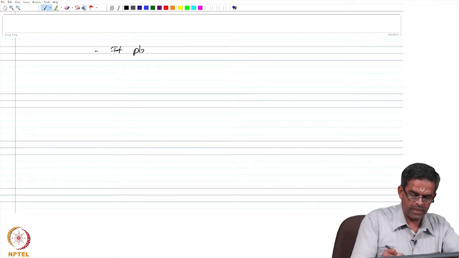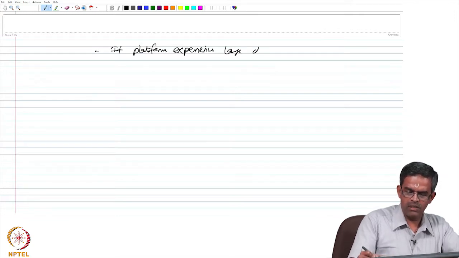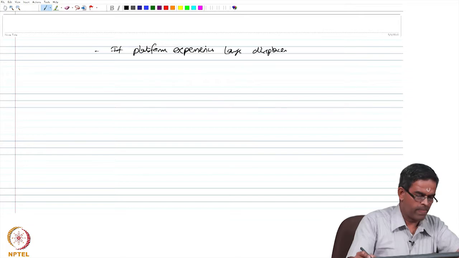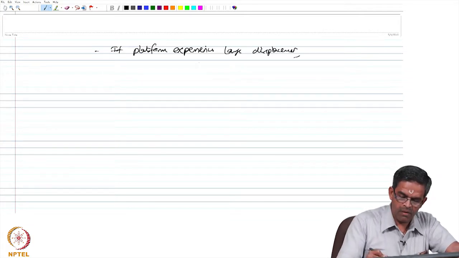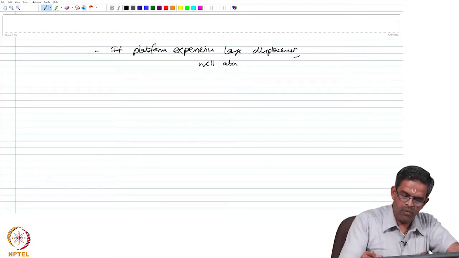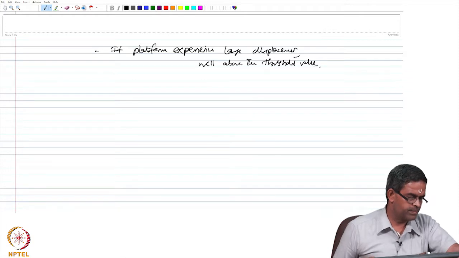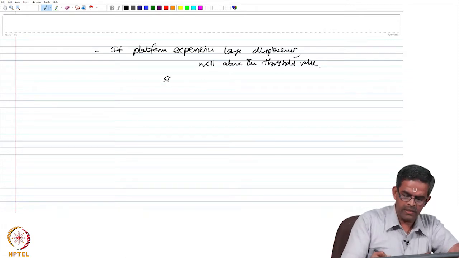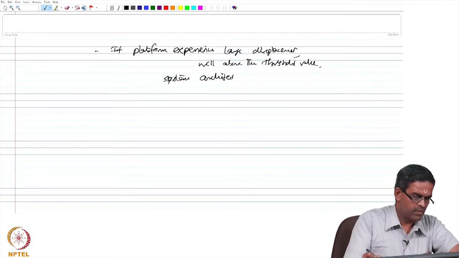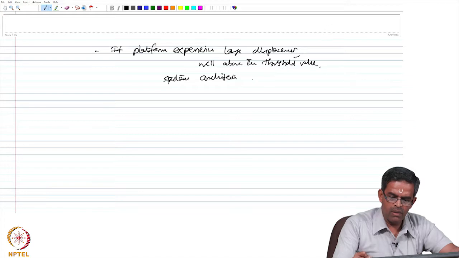If the platform experiences large displacements which are well above the threshold value, then the system architecture should enable this transfer.